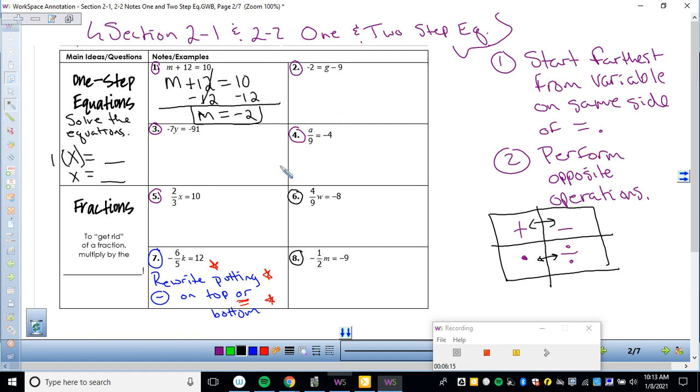So we get m equals negative 2. And we're done. We got the variable alone with a coefficient. The number in front of the variable is 1. That's when you know you're done.